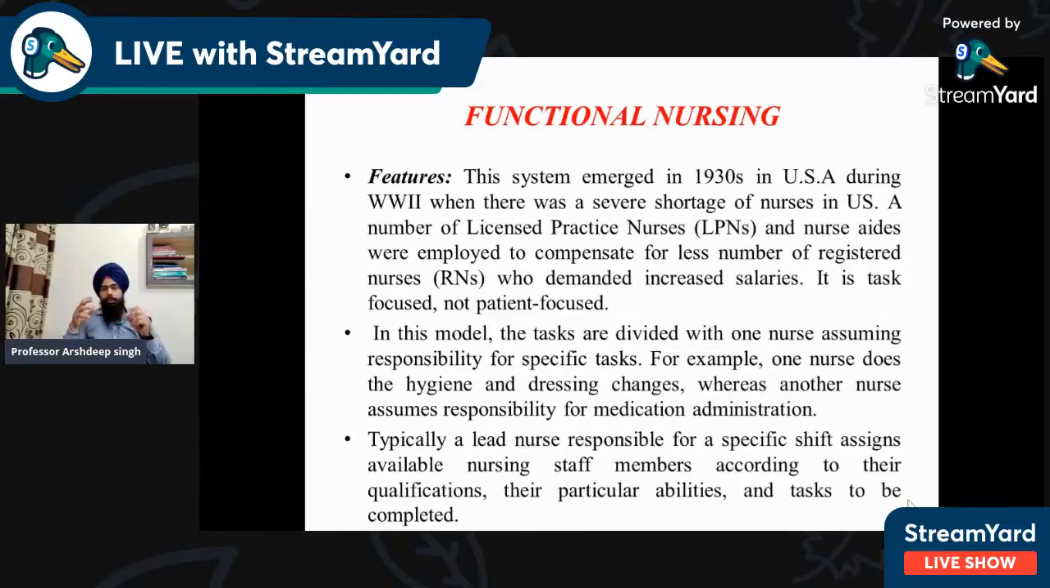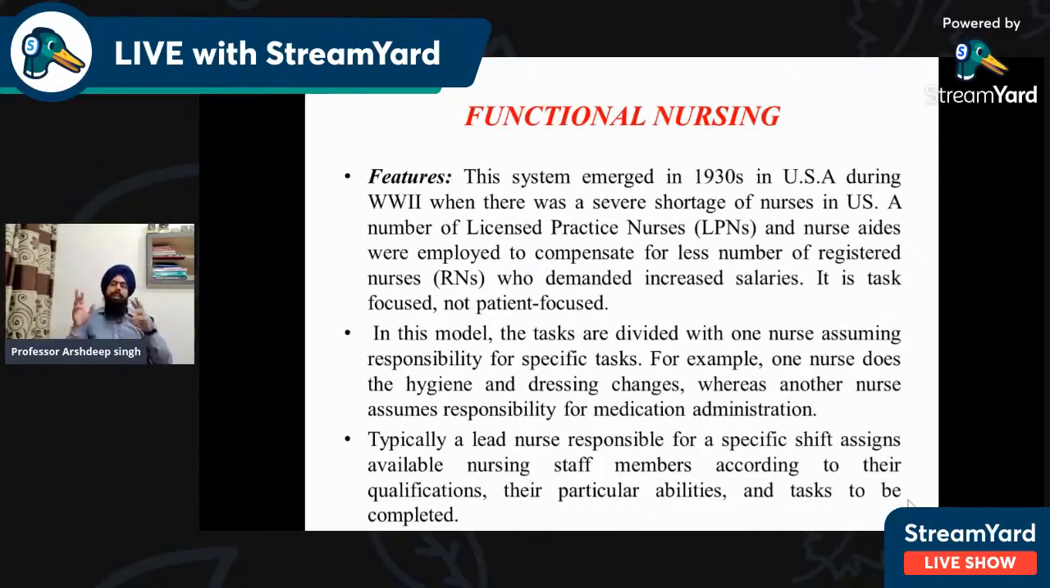For example, it is a team. We assign the patient, but we assign different functions: one nurse has to do this type of care for the specific patient, and another nurse will come and perform different functions on the same patient. In this model, the tasks are divided, with one nurse assuming responsibility for specific tasks. For example, one nurse does the hygiene and dressing changes, whereas another nurse assumes responsibility for medication administration.